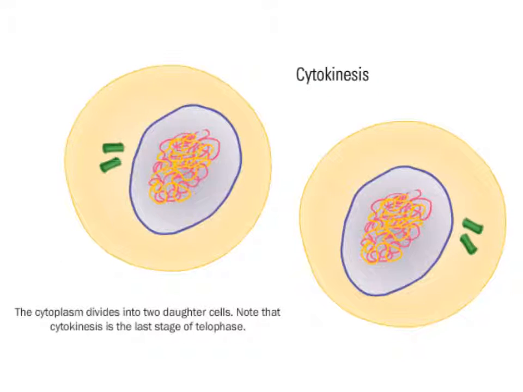At the end of telophase is where we finish up cytokinesis. And cytokinesis is, like we said, just where we're splitting apart the cytoplasm. And that is what forms our 2 new cells. Once cytokinesis ends, we have 2 daughter cells.